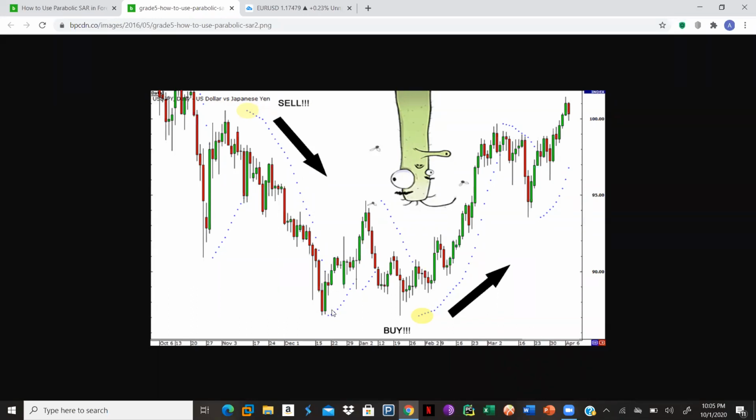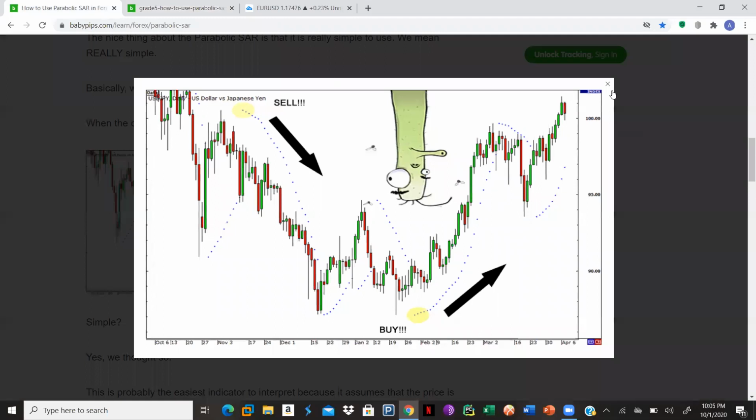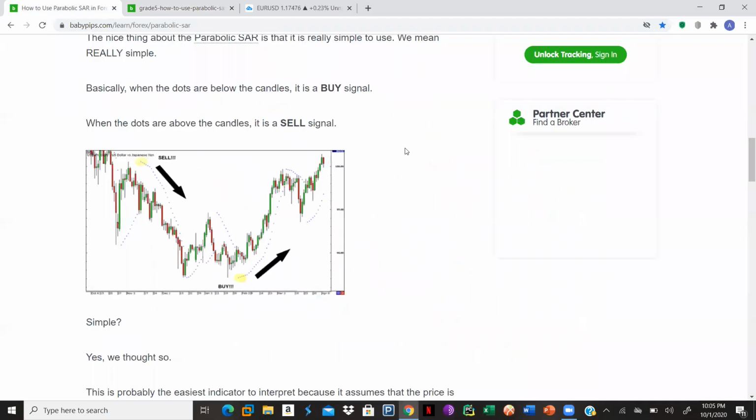Whenever it comes down, it's telling the trader an uptrend is about to form, and whenever it's above the candles, it's showing that there's a downtrend coming. So what else does it tell us?